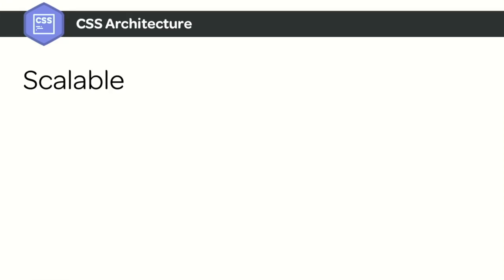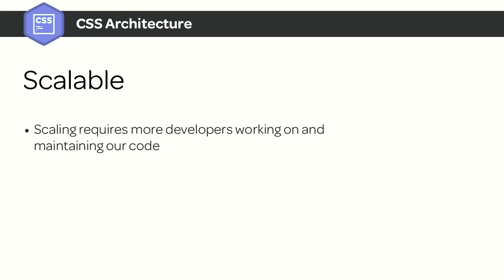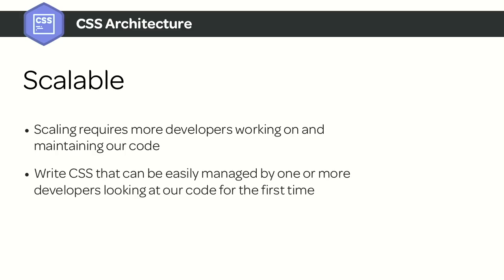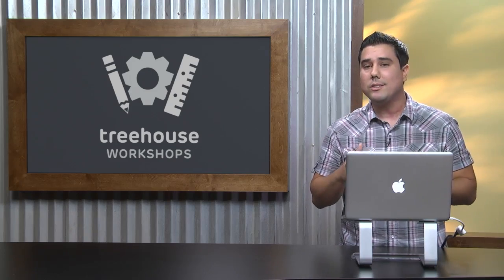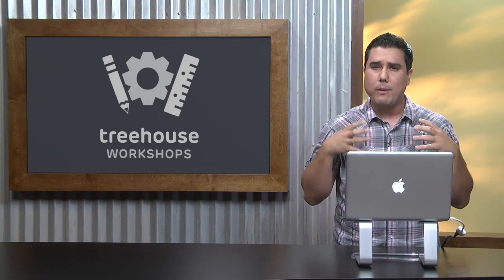Now, at some point, our site or application will need to scale, which will then require more developers working on and maintaining our site and our code. So we need to write our CSS so that it can be easily managed by other developers who are looking at our code for the very first time. And there should not be a learning curve for them. Now, this is when a lot of these best practices come in to help us with a lot of these goals. For example, keeping our CSS DRY.